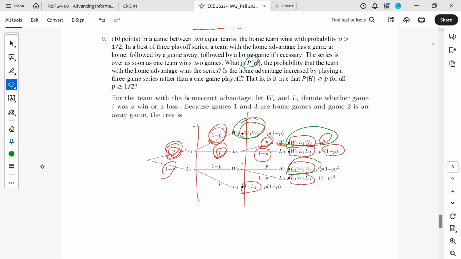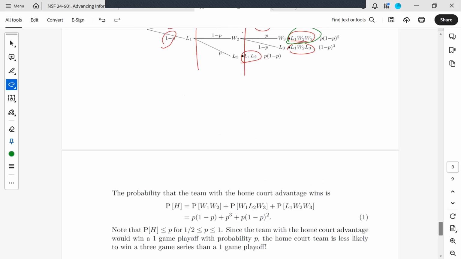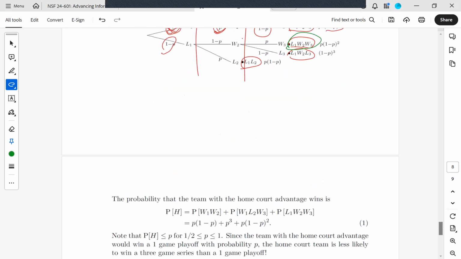Make sense? Are we clear? So if you do that, you would find that the summation of the probability is equal to P times 1 minus P, PQ, plus P multiplied by 1 minus P squared.